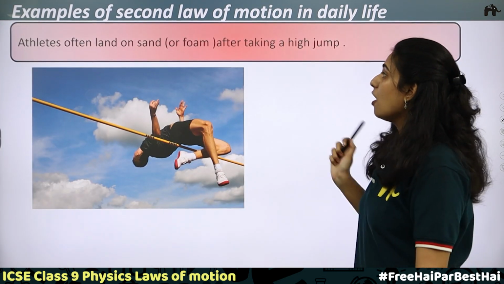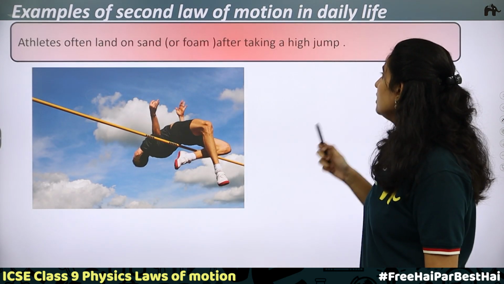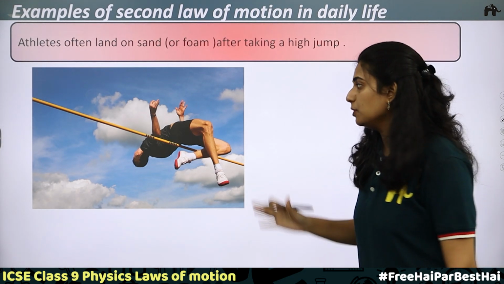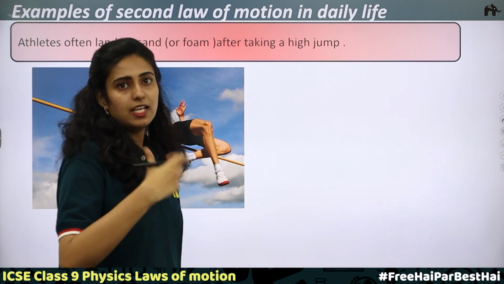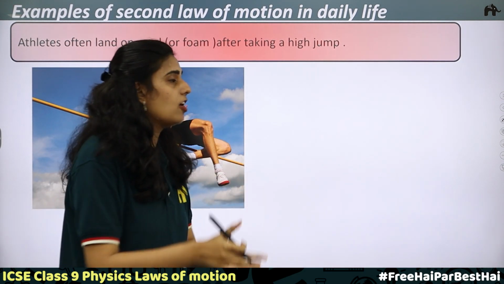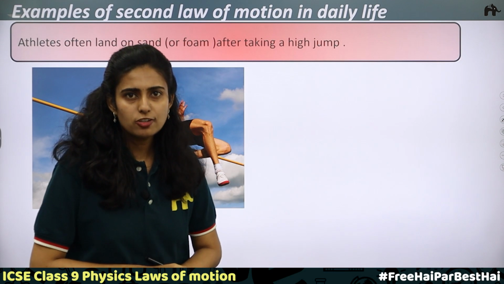Clear? Athletes often land on sand or foam after taking a high jump. After a high jump, you have seen that there will be sand. For example, if you take a high jump, you will be landing on sand. So what is the reason for this?